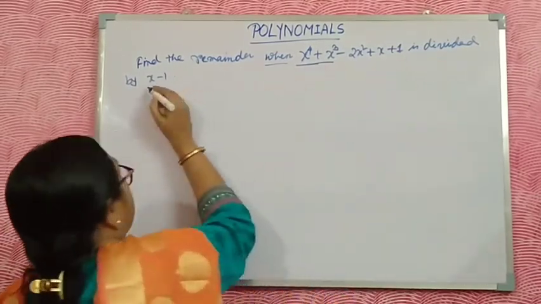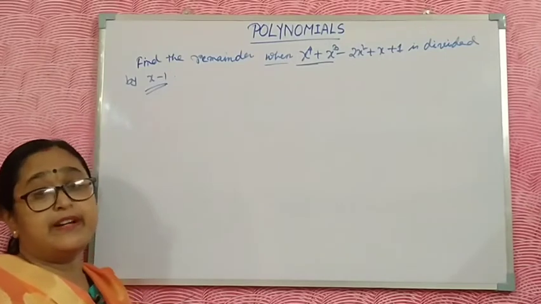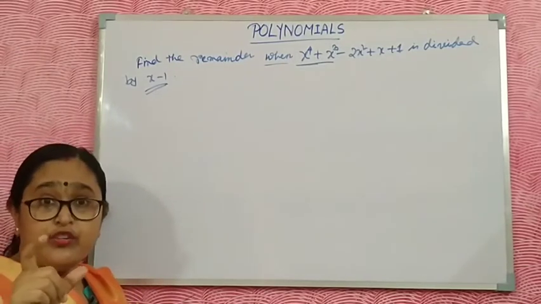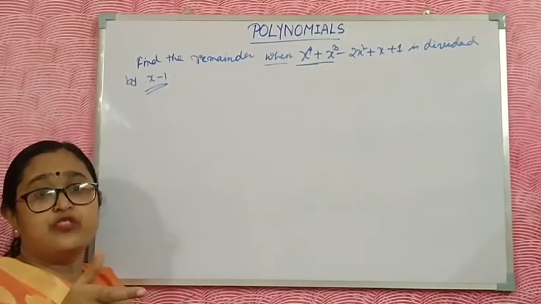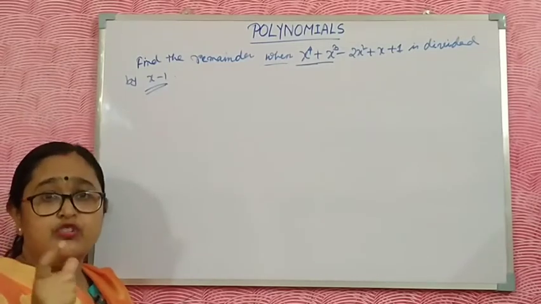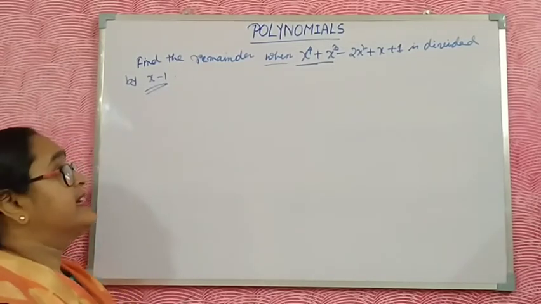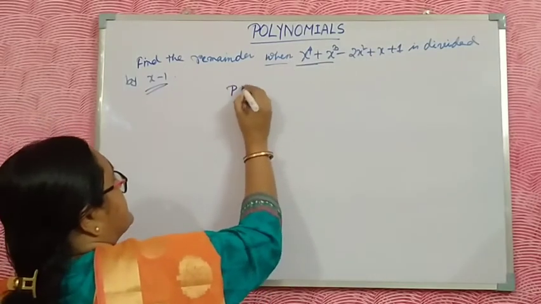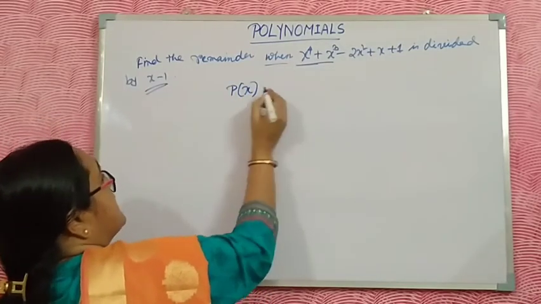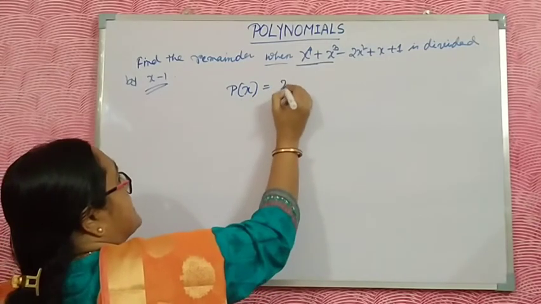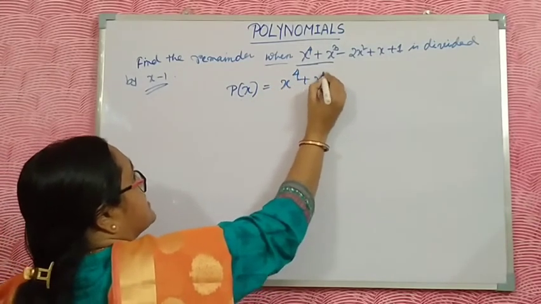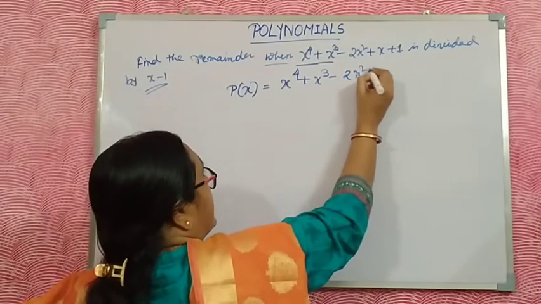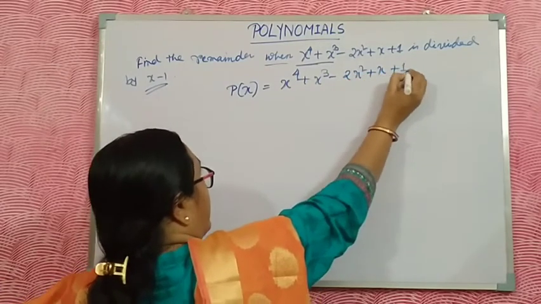Is divided by the linear polynomial. The remainder theorem always says a polynomial is divided by a linear polynomial. Linear polynomial means the polynomial having power 1. Then if I say this is P(x), P(x) is x to the power 4 plus x cube minus 2x square plus x plus 1.